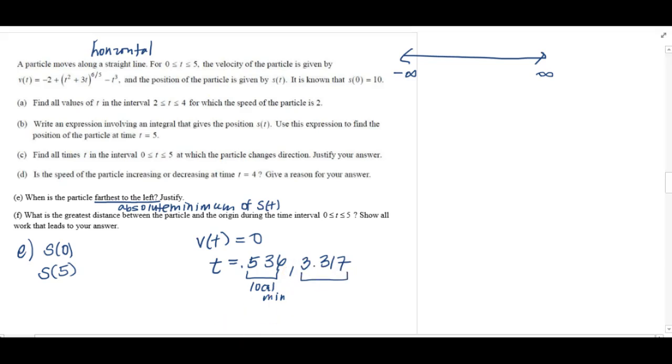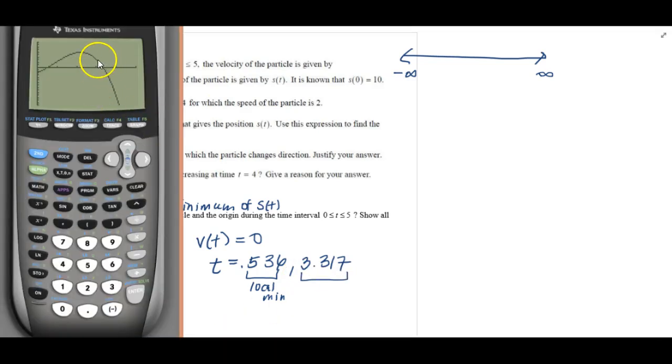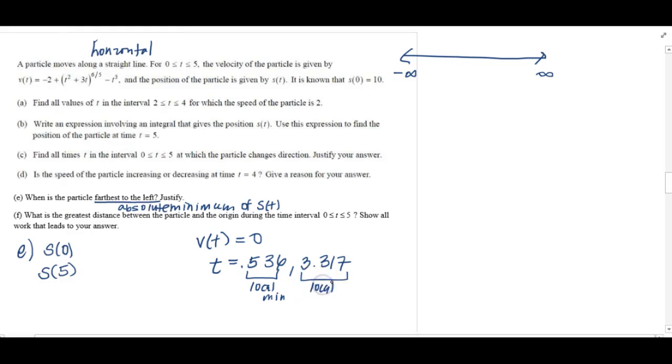At 3.317, velocity changes from positive to negative. So the original function, position, changes from increasing to decreasing, which makes this a local max. If I'm trying to find an absolute minimum, there's no way a local max, a peak in the graph, can be a minimum value. So I don't even have to bother with this point. I only have to check the position function, S, at 0.536. But I'm going to have a little asterisk there.